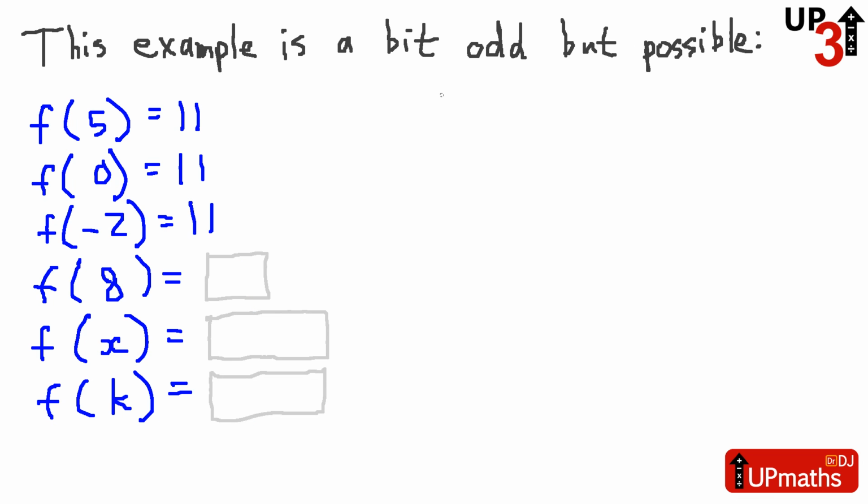This example is a bit odd but possible. I like to use this example with my students a lot, by the way, because I think it really reinforces the principles of how functions work. Because this is a function f, by the way, if you want to learn a bit of vocab. So this is the function f. The answer is just 11. Whatever you put in, the answer is always 11. With that function, whatever you put into it, the outcome is always 11.